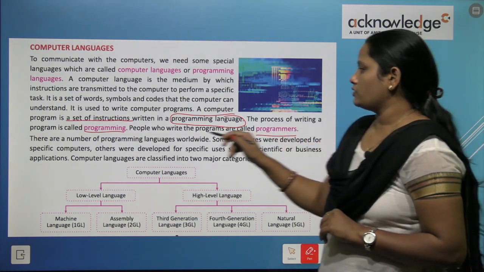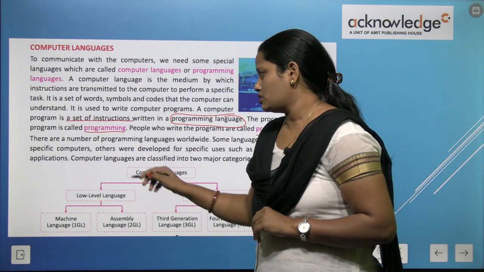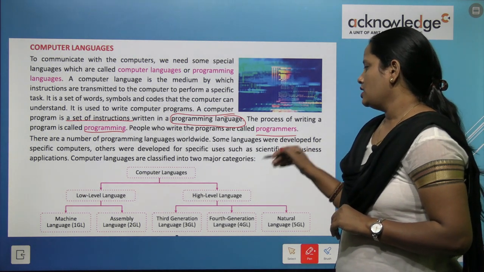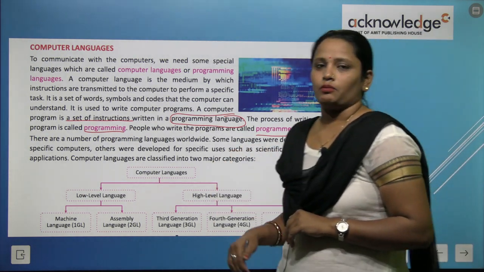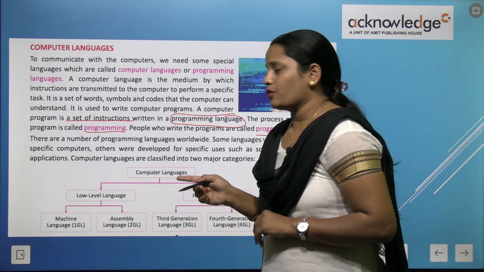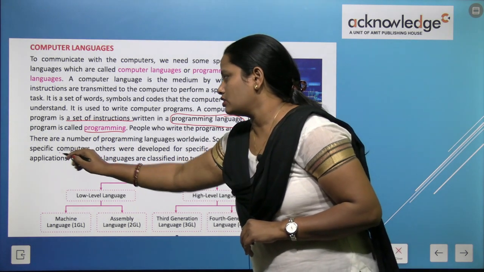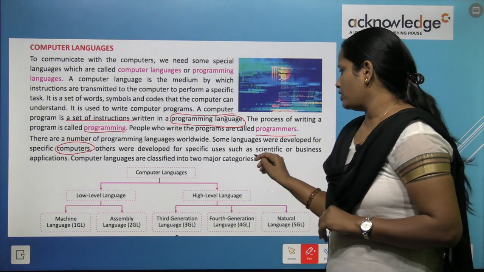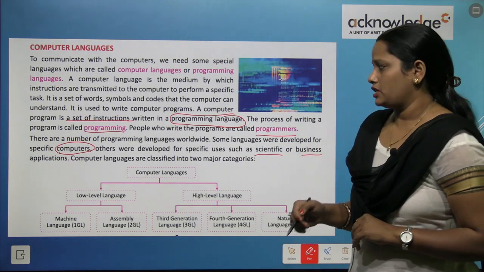There are a number of programming languages worldwide. Some languages were developed for specific computers, others were developed for specific uses such as scientific and business applications. So there were many languages developed. Some were developed for specific computers and some were developed for scientific and business applications.